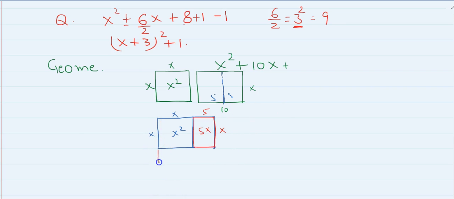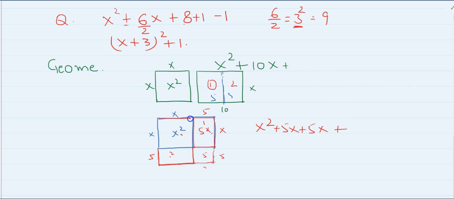Now this is x, so I am adding 5 here, and this is x. I divided it. This is the first part, I put it here. This is the second part, I put it here. So this is also x, and this one is 5. Now what is remaining here? This is 5 and this is 5. So this area is x square. This area is 5x. This area is also 5x.